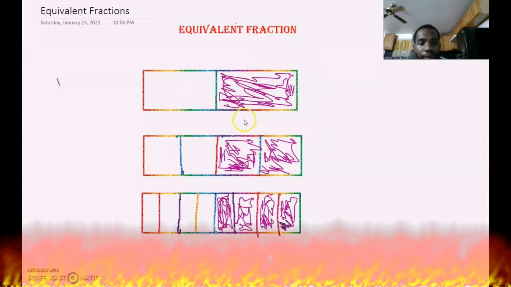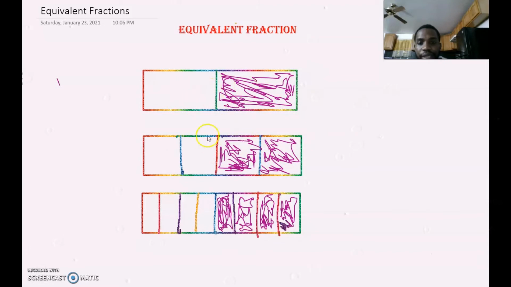What if we draw three rectangles, right? And in the first case, I were to shade a half. So I shaded one out of two parts. That's scenario number one. In the second case, I shaded 2 out of 4 parts.